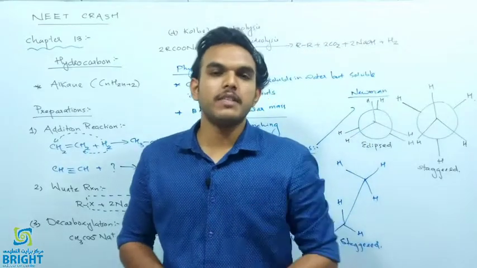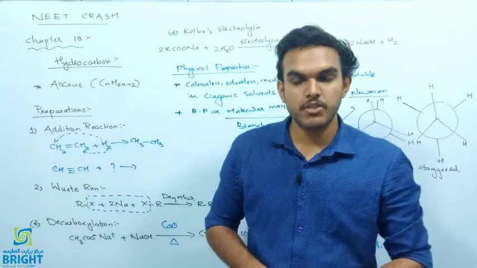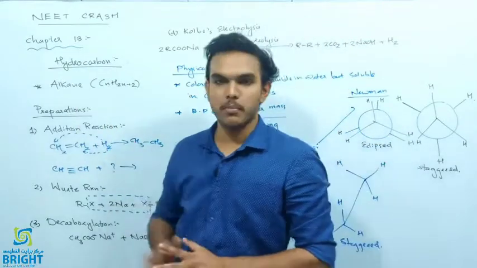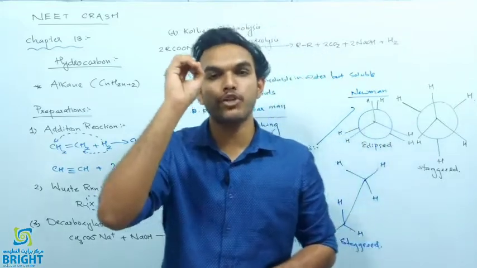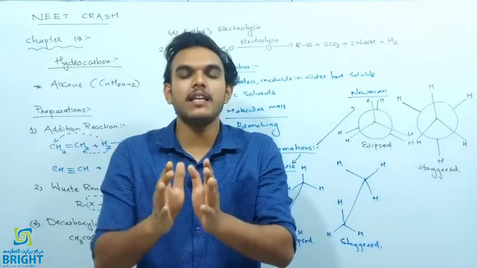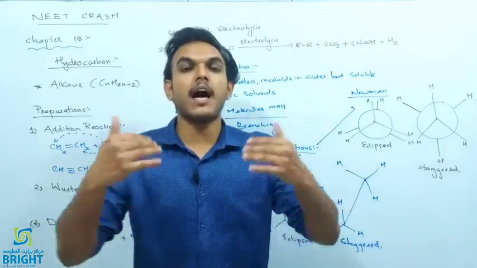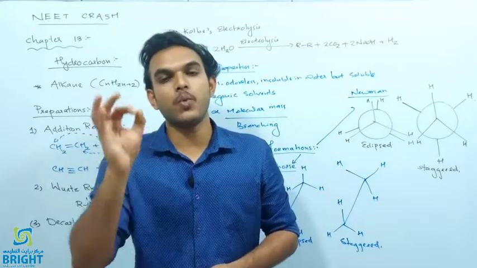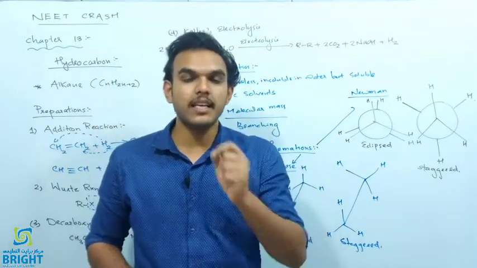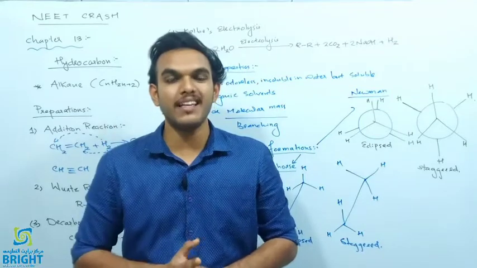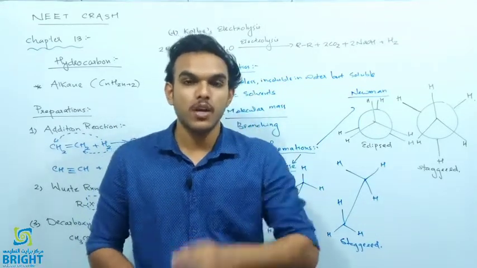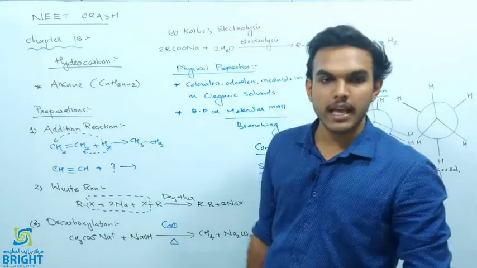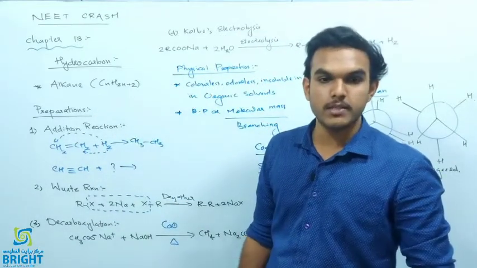Students, now we are dealing with our next chapter of organic chemistry of the first year, that is hydrocarbons. We already explained that hydrocarbons are generally classified into three: alkane, alkene and alkyne. If it is alkane, the formula is CnH2n+2. If it is alkene, the formula is CnH2n, and if it is alkyne, the formula is CnH2n-2. So first of all, we are dealing with alkane, and we go directly to its preparations.